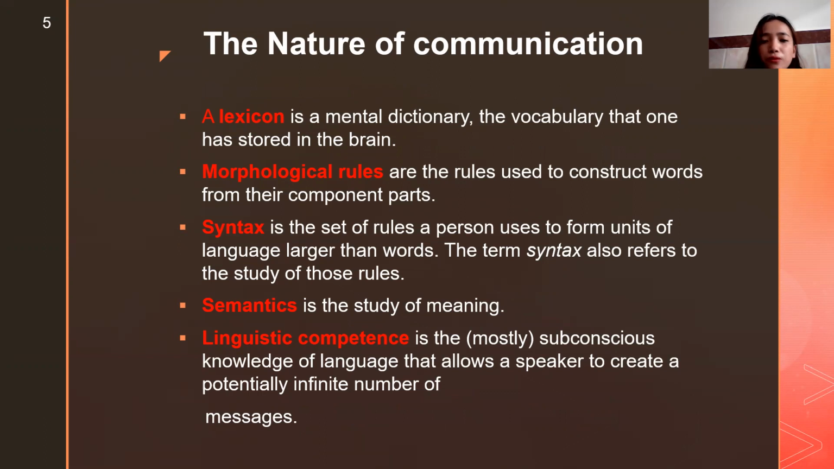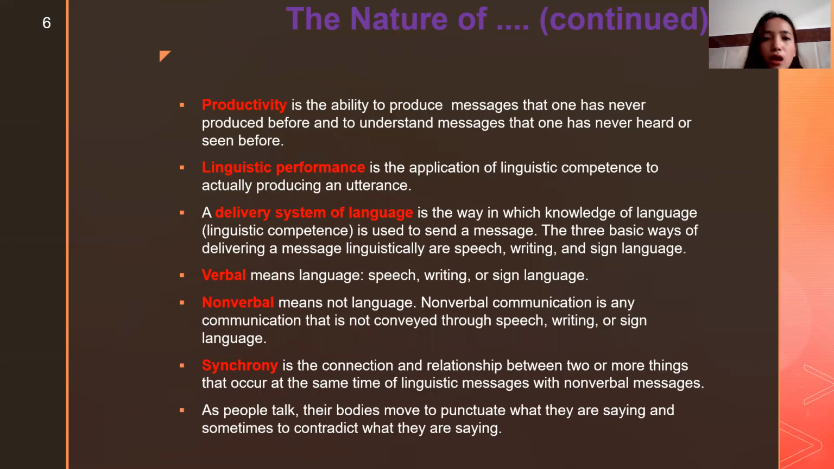Morphological rules are the rules that are used to construct words from their component parts. Syntax is a set of rules that are used to form units of language larger than words. The term syntax also refers to the study of those rules. Semantics is the study of meaning. Linguistic competence is the subconscious knowledge of language that allows a speaker to create a potentially infinite number of messages. Let's talk about productivity first.